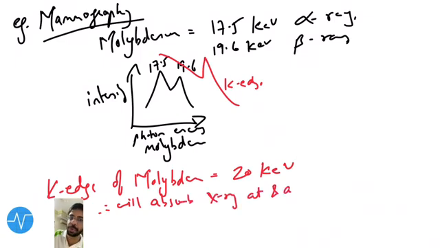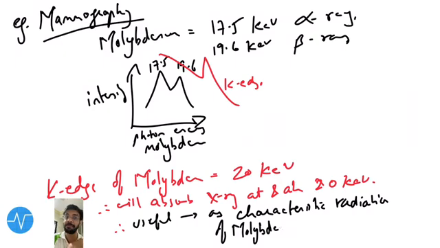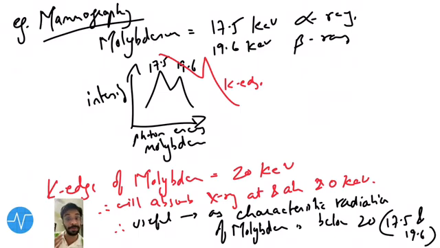Therefore, after 20 kilo electron volt, the photons will be absorbed maximally, and we need only 17.5 to 19.6 because that is the main focus of molybdenum. If we use a molybdenum K-edge filter, after 20 kilo electron volt all these photons will be absorbed, which is very useful because we don't need them after 20 kilo electron volt. Therefore, it is very useful to use a K-edge filter of molybdenum along with the molybdenum in mammography.